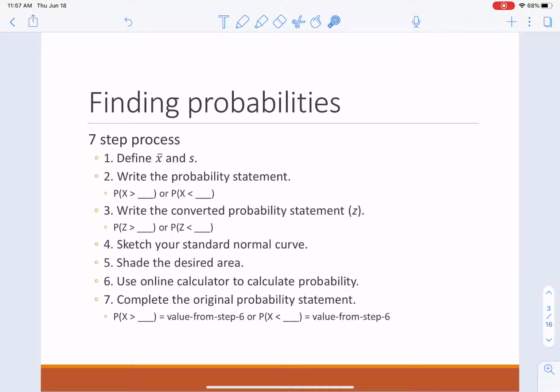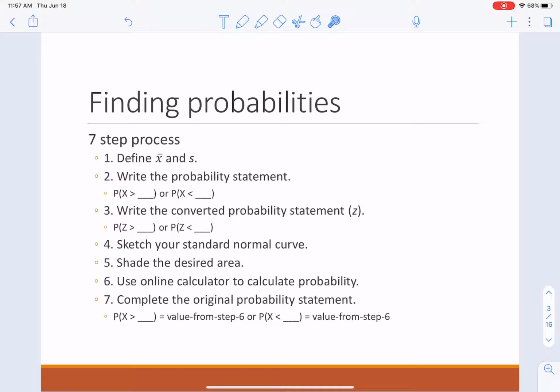Like I said, the first 3 are stuff we've already done. So we're looking at step 1 here. Step 1 is just defining the mean and the standard deviation. I chose to use x bar and s here, but you could easily substitute mu and sigma for the population side of things. Whatever the context is, the process is still the same. We're just using different symbols here.